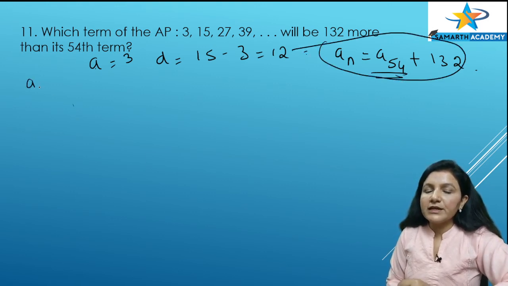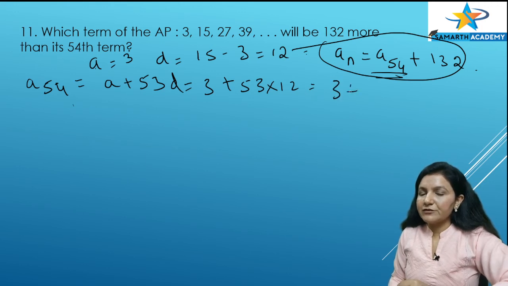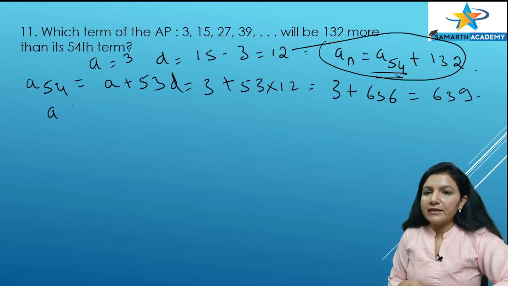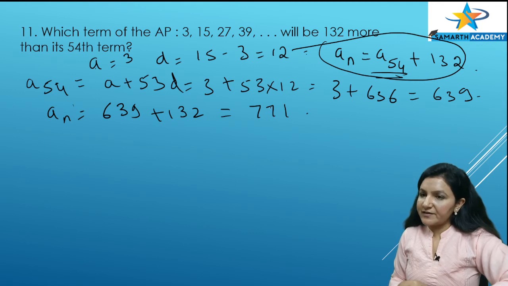So a54 is equal to a plus 53d, which is 3 plus 53 into 12. 3 plus 53 into 12 is 636. So this becomes 639. Now an is equal to a54, which is 639 plus 132. This becomes 771. So an is 771. Get the value of n and you are done.